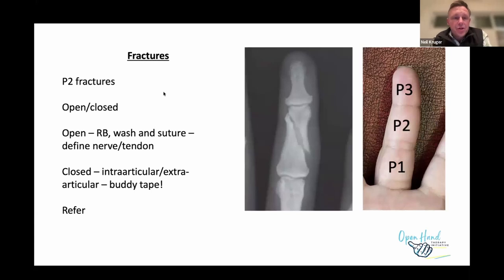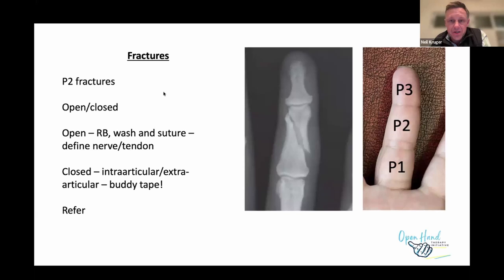Just simply on P2 fractures. So just a recap on P3, basically, you're just going to bandage it, making sure that those bandages are not too tight. Broadly speaking, for P2 fractures, use the next door finger as your splint. Obviously, if it is open, we apply the same principles as before. You need to ring block it. You need to define what's injured, wash it, stitch it.